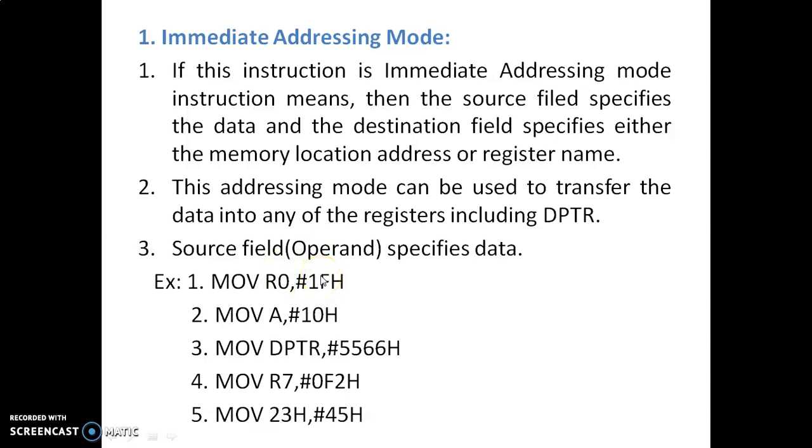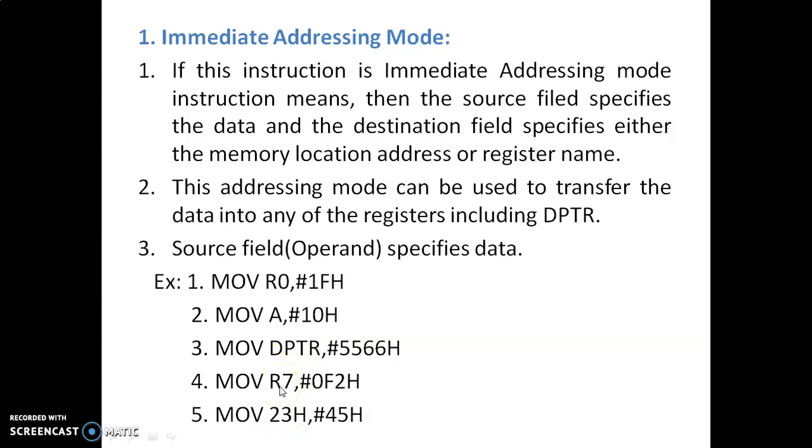Here, when we are talking about the immediate addressing mode instruction, the source field specifies the data. When we are writing the data here, the data must be preceded by a hash sign. Coming to the destination field, it can be a memory location address or it can be a register name. You can use anything here. In the first example we have taken the register name, and in the fifth example we have taken the memory location address. In the source field you have only data, preceded by a hash sign, and the destination field can be a register or a memory location address.